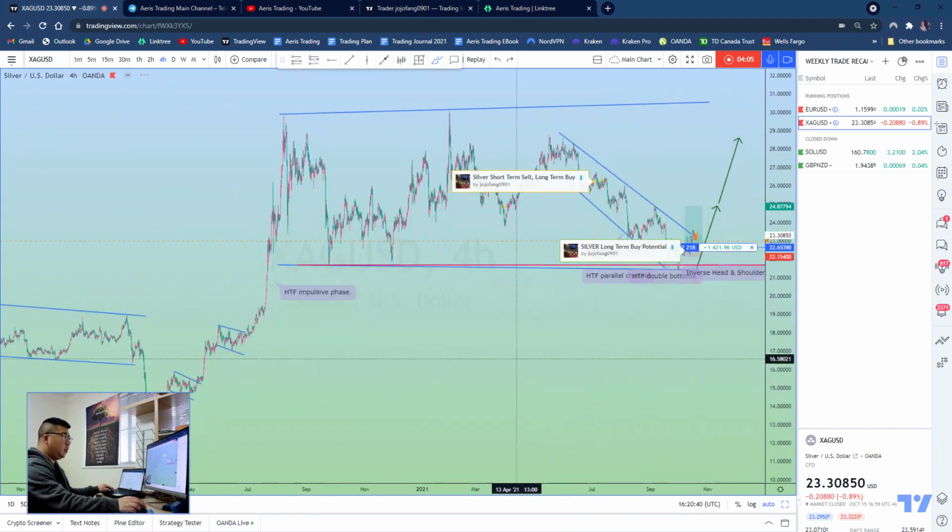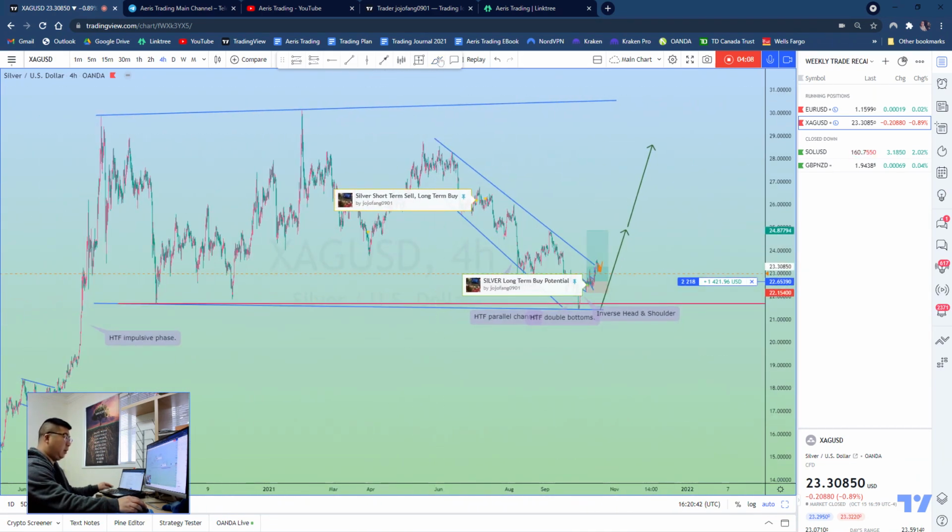So that is silver. It's looking pretty nice, and I still like the overall higher time frame. Still like the lower time frame. Nothing changes from this perspective, and I'm looking to hold it for a longer period if it's possible.